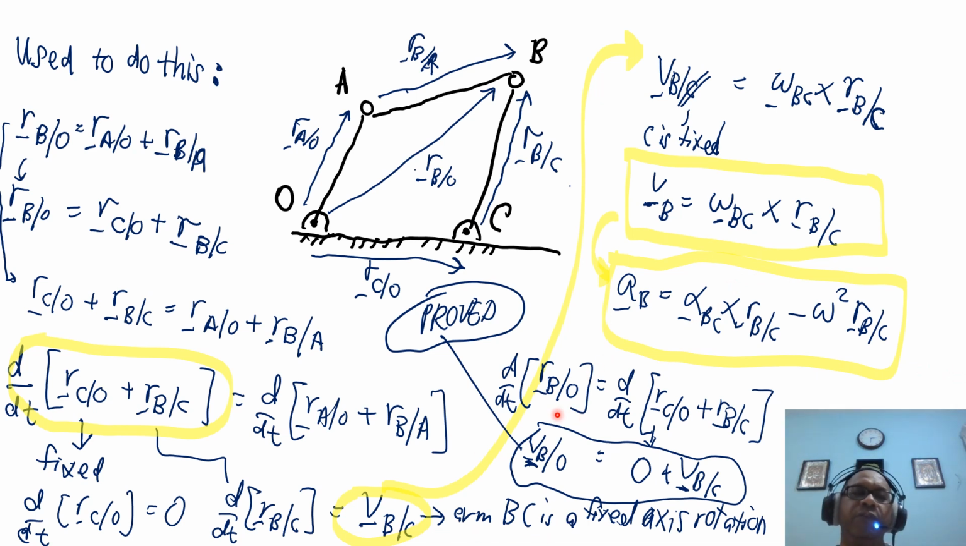If we look at the detail, d over dt of position vector B relative to O is the velocity of B relative to O. When we differentiate C relative to O plus position vector B relative to C, we get 0 because C relative to O doesn't move at all, it's fixed, and then we get the velocity of B relative to C. This proves that VB relative to O equals VB relative to C, and we know how to find VB relative to C. I hope that somewhat explained how we can solve the four-bar linkages. It doesn't have to be long. Thank you very much, we'll see you in the next lecture.